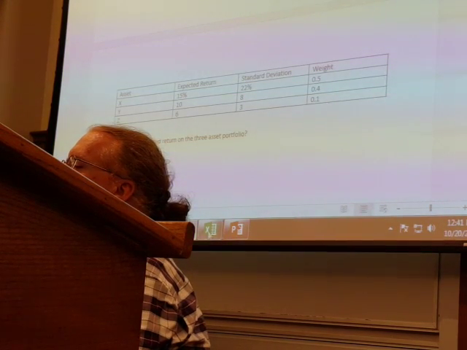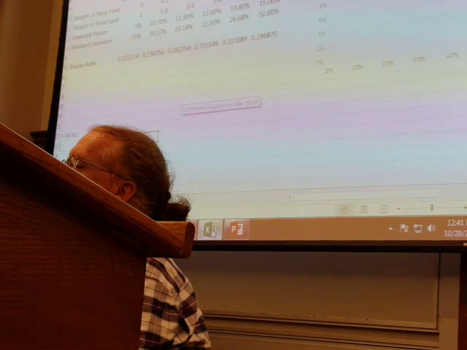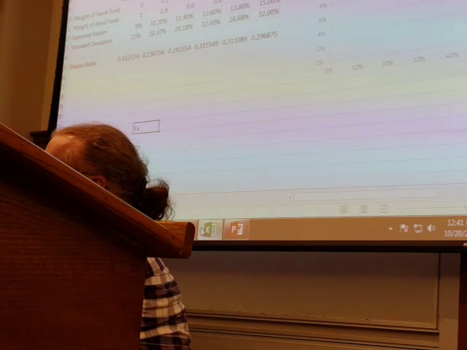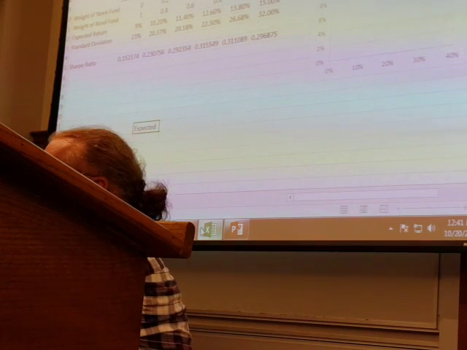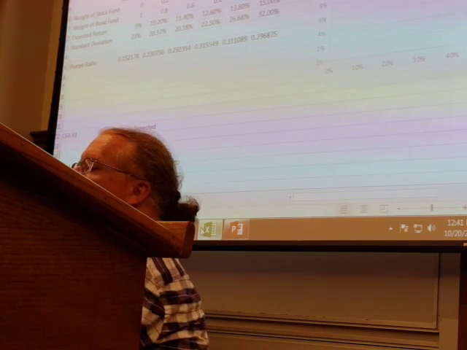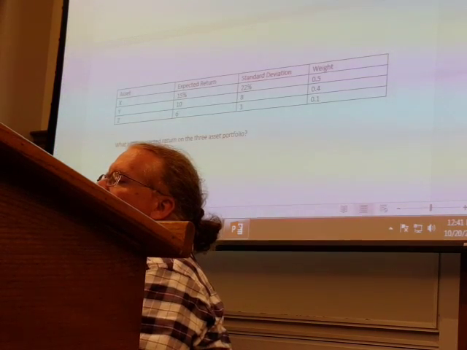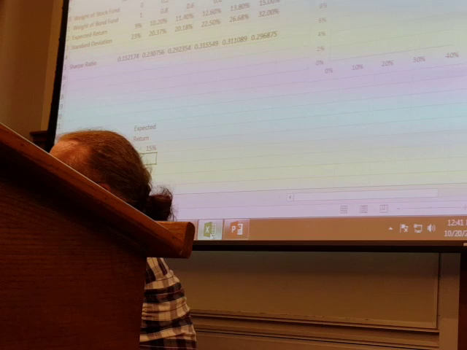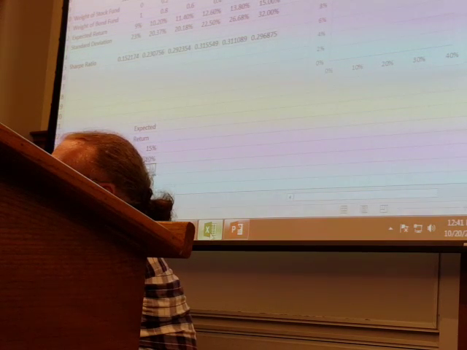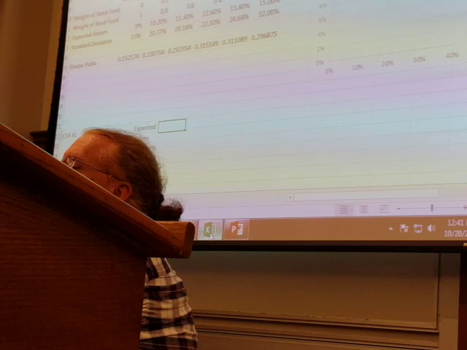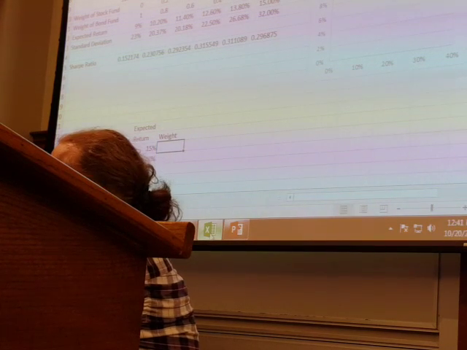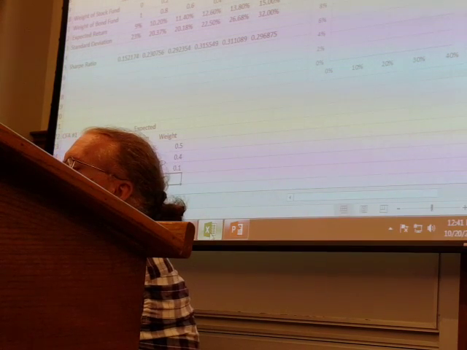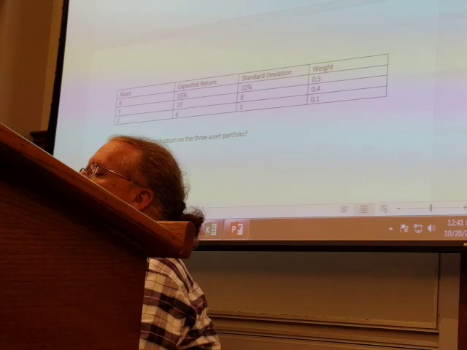Standard deviation, 15, 10, 6. Expected return. And the weight, 0.5, 0.4, 0.1. Is that right? Yes, okay.